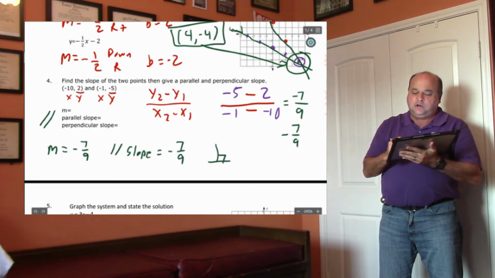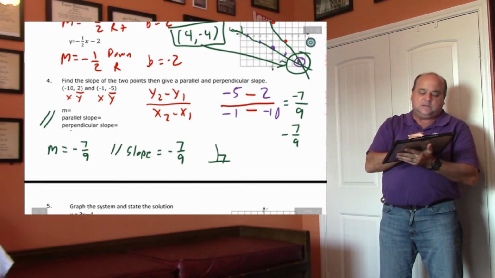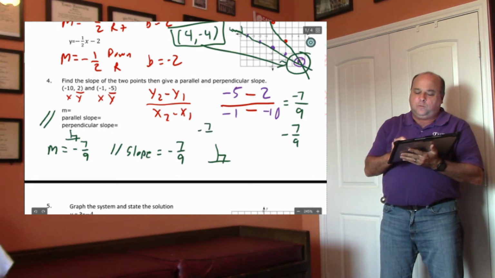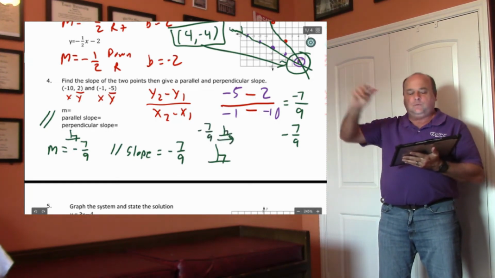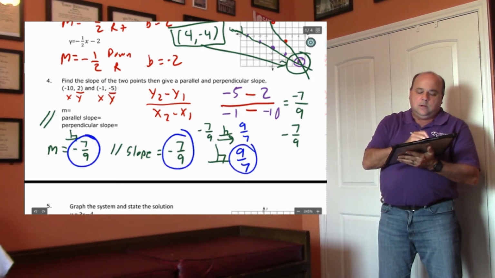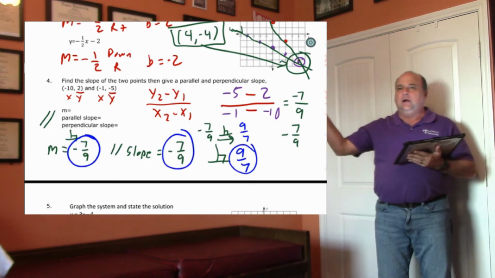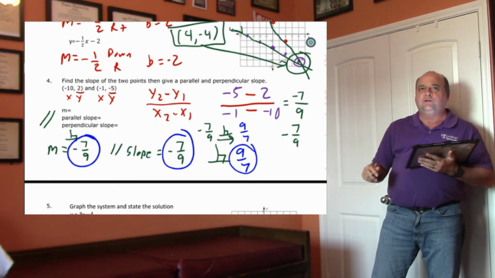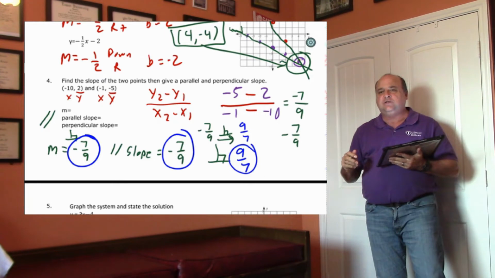The perpendicular slope, remember the perpendicular symbol is this. To get the perpendicular slope, we take this and change it. It's the opposite reciprocal. So we're going to flip and change the sign, so the perpendicular slope will be 9 over 7. So I found my slope. The parallel slope won't change. The perpendicular slope, you get the opposite reciprocal. You flip the fraction and change the sign.